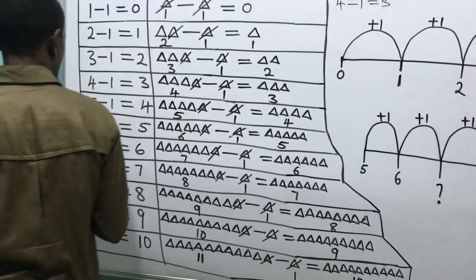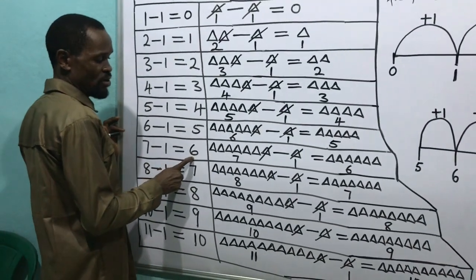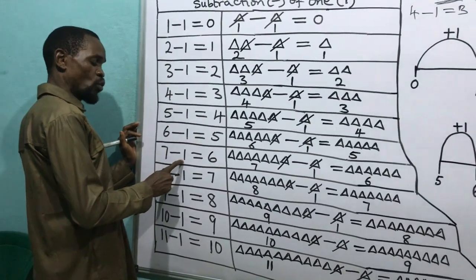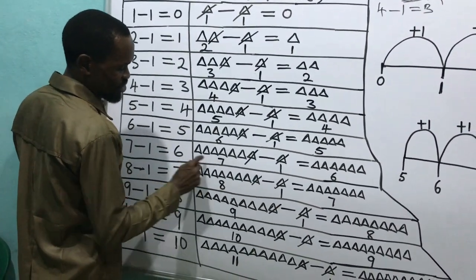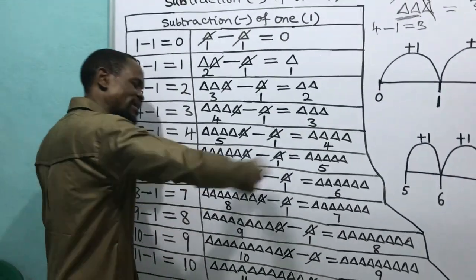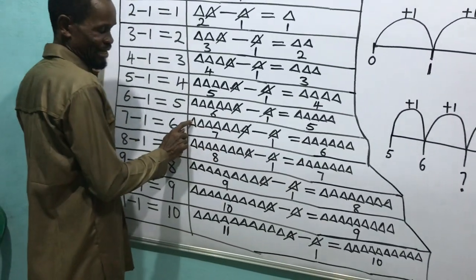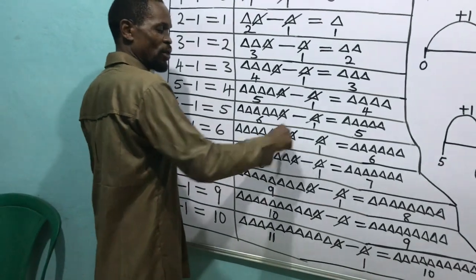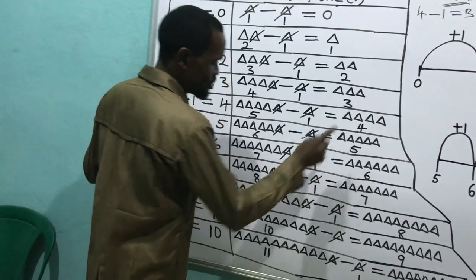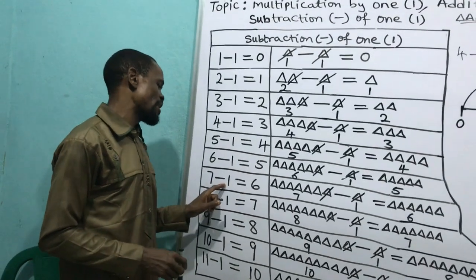Then now, let's see the other one. I come over here, number 7. That means I have 7 triangles; minus 1 triangle will give me 6 triangles. That means 7 minus 1 will give me 6. Now look at it. I have 7 triangles: 1, 2, 3, 4, 5, 6, 7. And 1 triangle was removed from that 7. If I remove 1 triangle from that 7, I will have 6 left. Count what's left: 1, 2, 3, 4, 5, 6. The one I cancelled has been removed. And that means 7 minus 1 will give me 6.